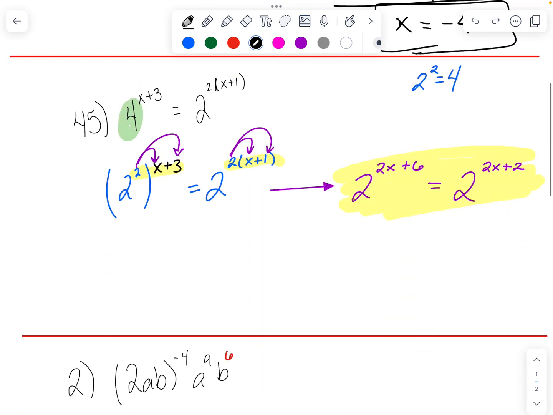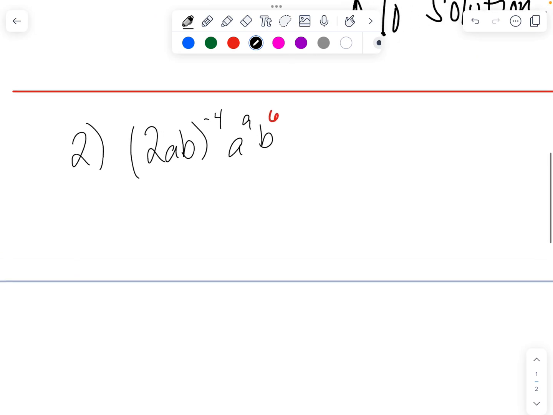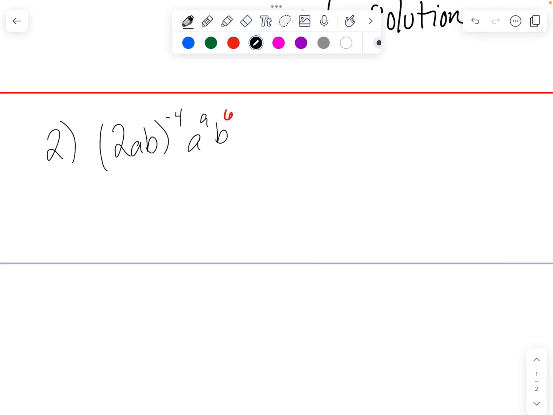So we had negative 4. We had no solution here. That was not possible. And now here, this was just simplifying. So the first thing I need to do is I need to distribute, right? I see parentheses, that means I have to distribute.